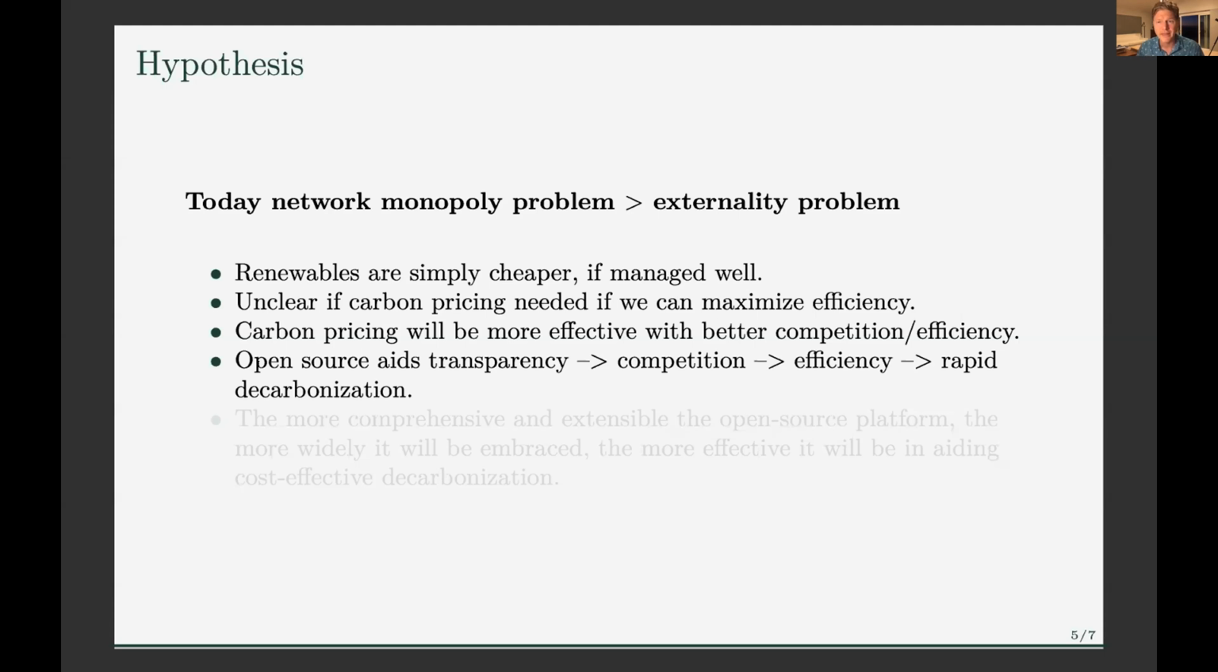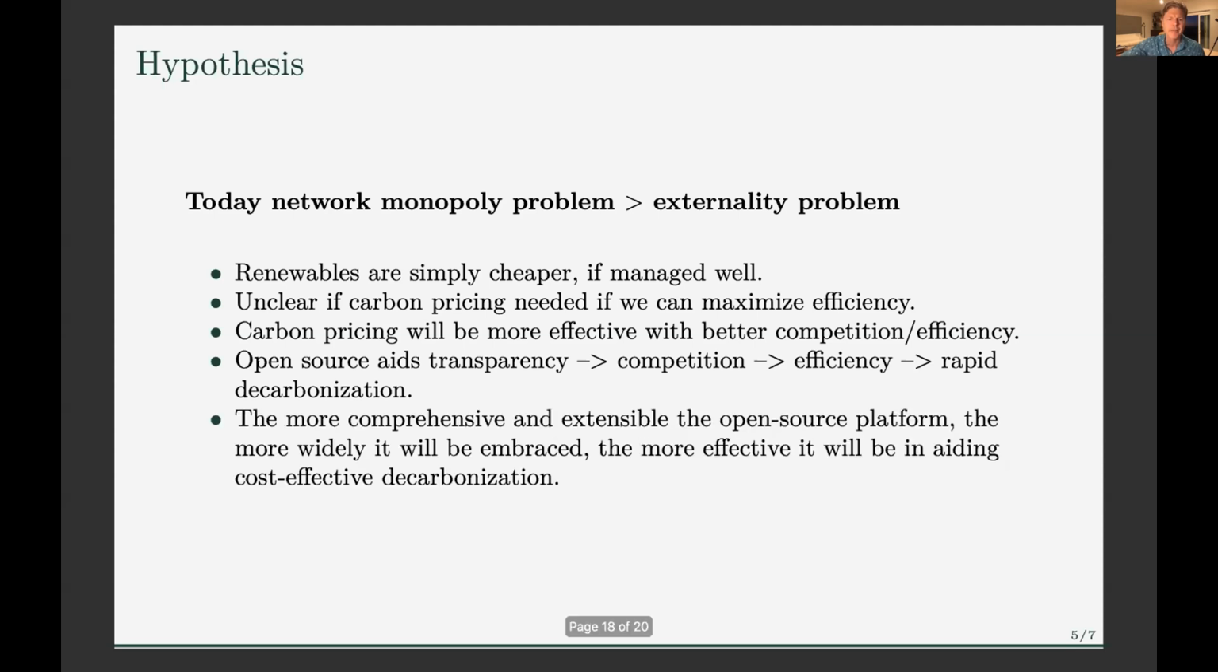So I think that these models and this idea of building big open source platforms are really critical to this, if you can do it well. Now, I don't think the modeling is anywhere near that stage yet. Everyone's building their own models. We need a comprehensive, extensive open source platform, not just one model, right? That is widely embraced. The more widely it is embraced and lots of different people at different levels understand at least some sense of it, the more effective it'll be in aiding this.